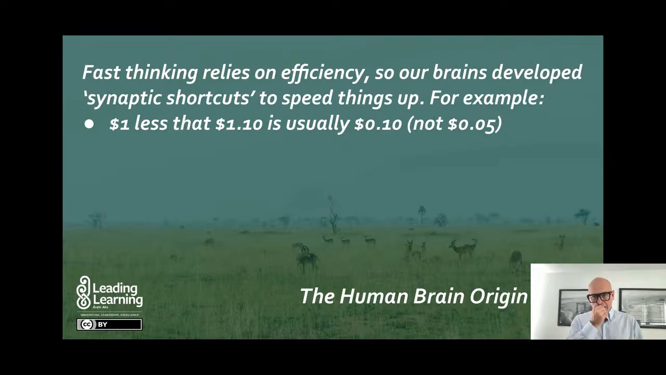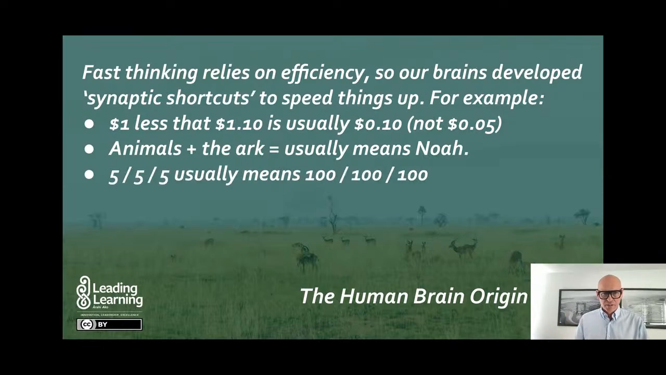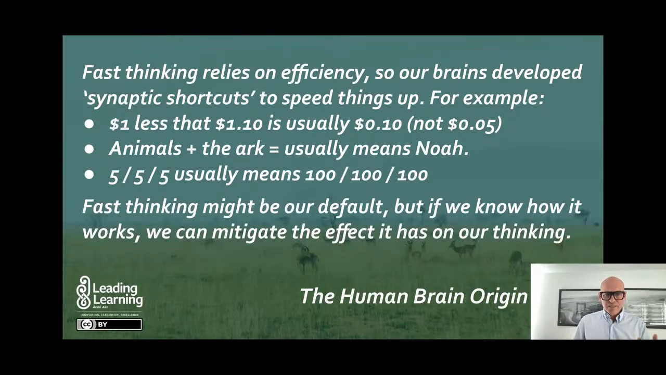So for example, a synaptic shortcut is that $1 less than $1.10 is normally 10 cents, not 5 cents, which is where we catch ourselves on the bat and the ball problem. Or if we're talking about animals and the ark, it's probably Noah, and we skip over the fact that Moses was in the question. Or 5 and 5 and 5, or 5 times 5 equals 5, normally means 100 times 100 equals 100. But actually, that means 5 rather than 100. So fast thinking is our default. But if we know how it works, we can mitigate the effect that it has on our thinking.